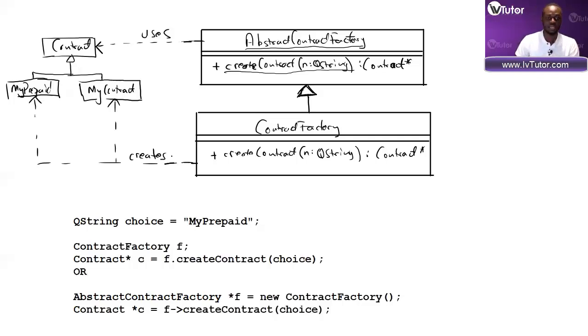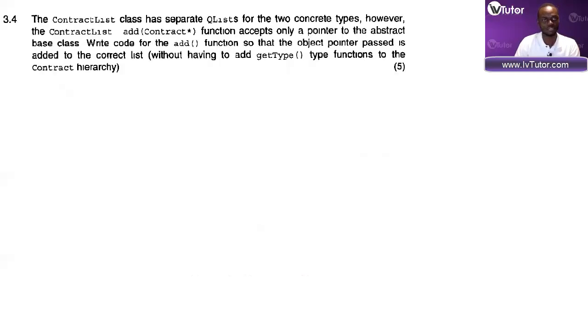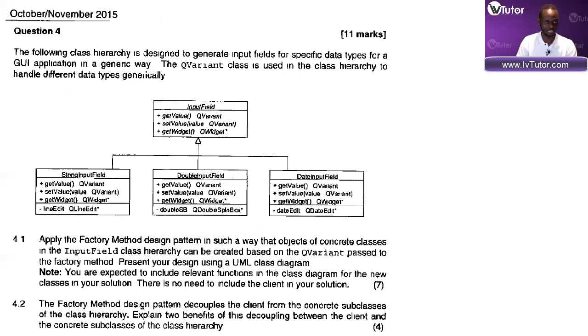Okay, let's look at another example on factory method. This question was not really on factory method. It was something to do with reflection. So I won't look at this question at the moment. But let's look at this example here, which is very interesting.